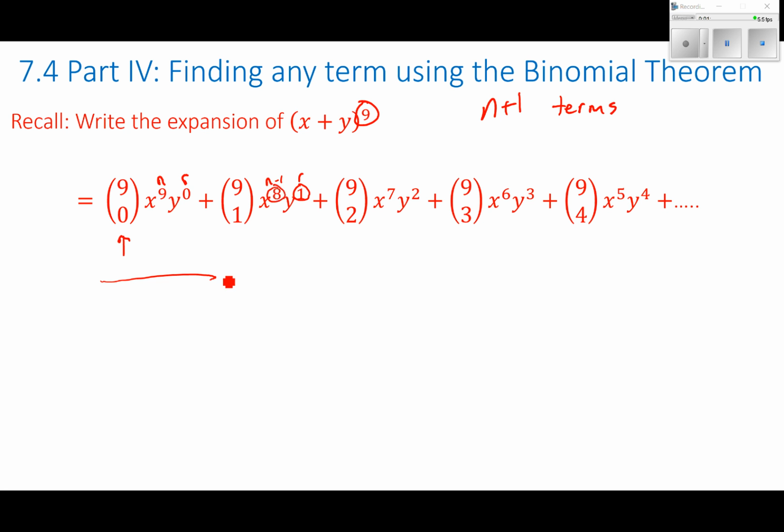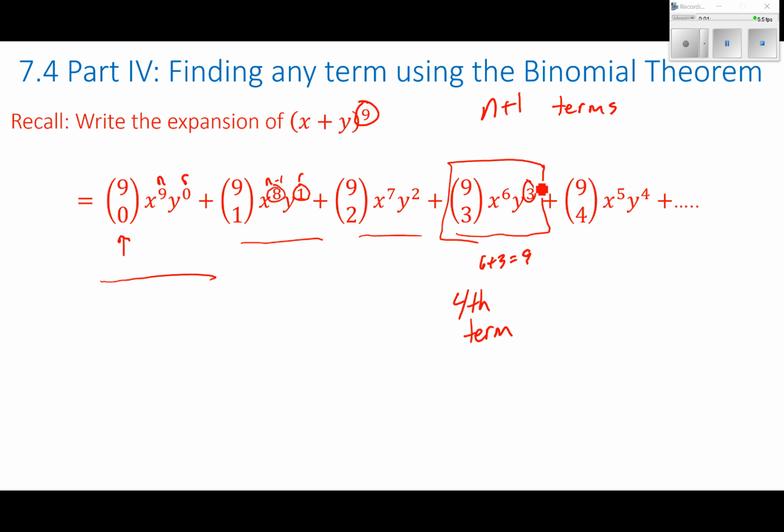Well, this was my first term. This was my second term. This is my third term. This is the fourth term. So let's look at the exponents. Well, we know the exponents are going to add up to be 9. So our 6 plus 3, yep, we know that's going to be 9. This is the fourth term. We can see that in our expansion.